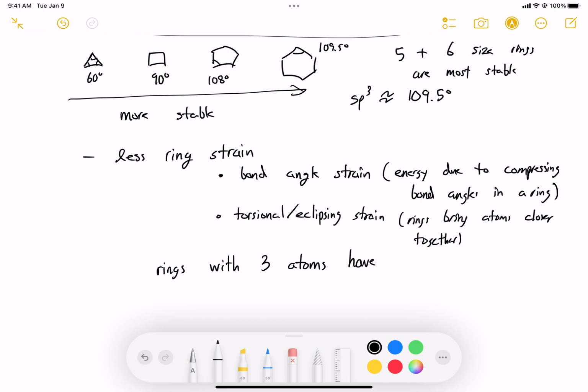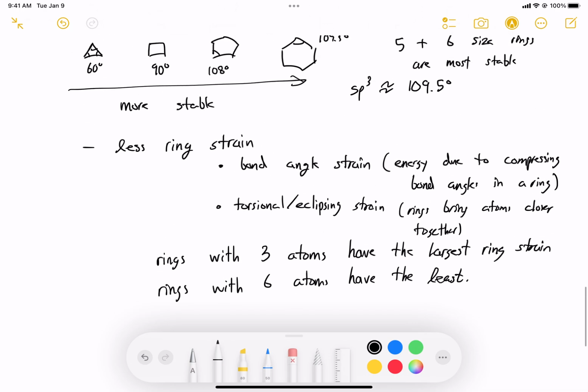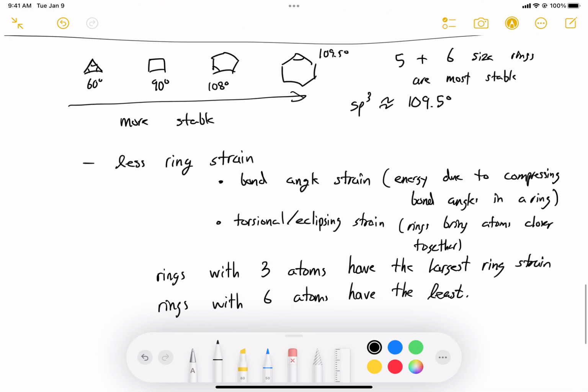Have the largest, and then rings with 6 atoms have the least. Okay? All right. So that's how we determine the stability of our rings here.